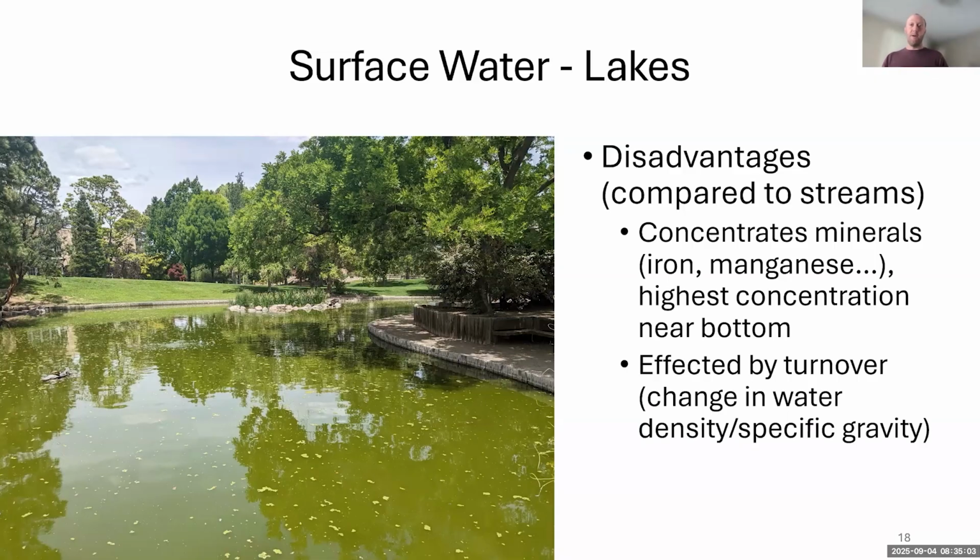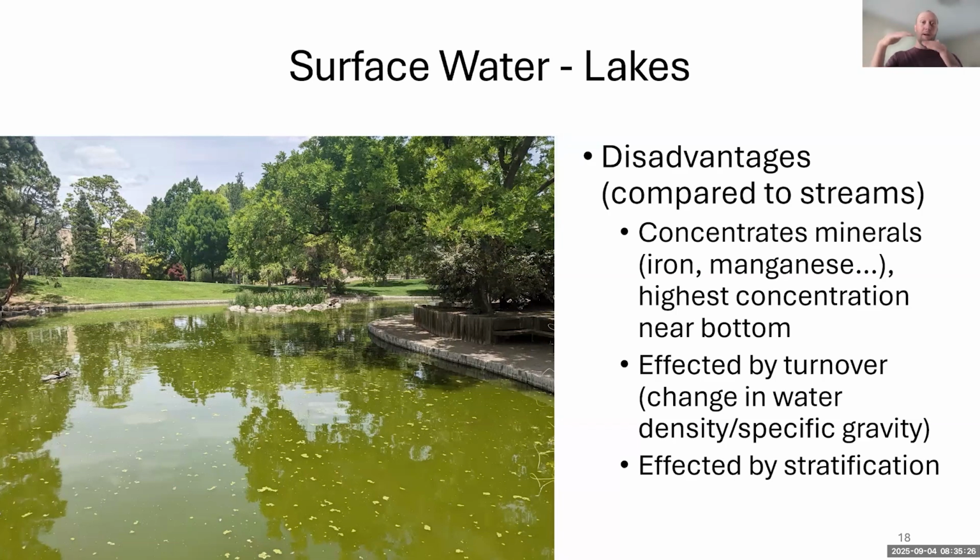And then affected by turnover. So that's when different seasons with changes in density can flip the lake around, really change water quality. That's that stratification. So different water qualities and temperatures depending on how deep you are on the lake. And then this is the big deal too in the West where there's a drought because all the reservoirs are pretty low right now.